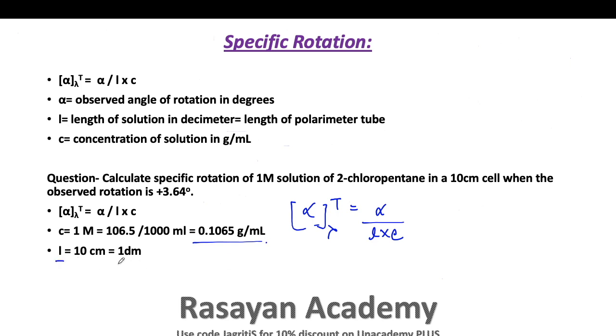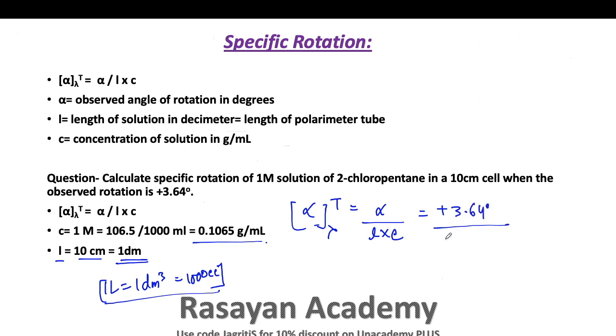Now the length also you can change. 10 centimeter is equal to 1 decimeter. Please remember this, because 1 liter is 1 decimeter cube, and that is why it is 1000 cc. Just remember this. All right. So yes, now the alpha value that you have got is plus 3.64 degrees divided by length, which is 1 decimeter, multiplied by your concentration value, which is 0.1065 gram per ml, right?